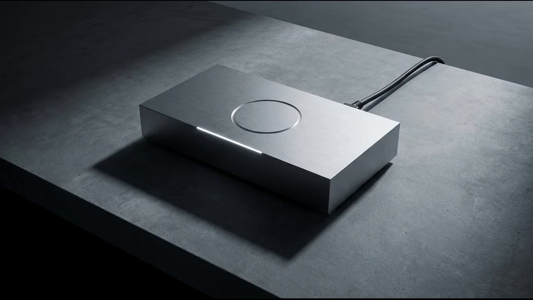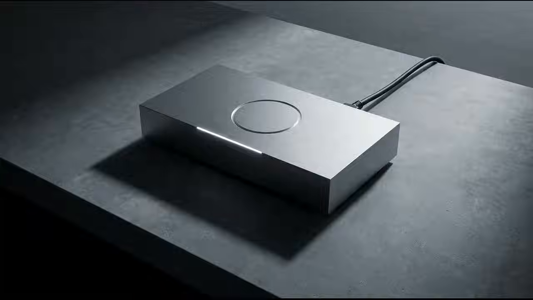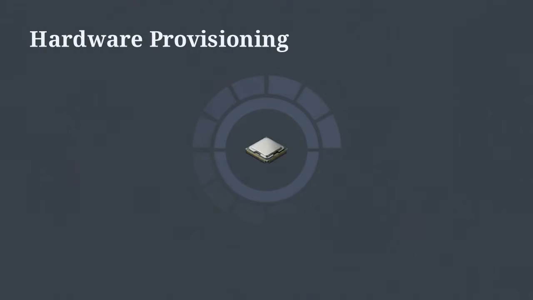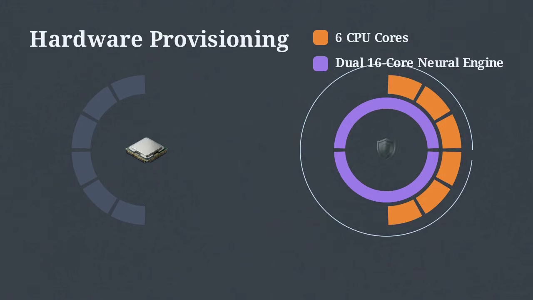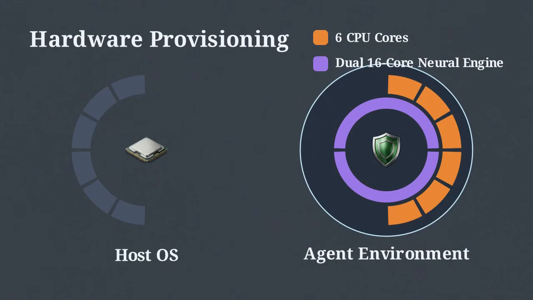Step 1 is establishing our hardware foundation. For a localized deployment, we are using the Apple Mac Mini, powered by the M6 chip. To give our agent enough compute without starving the host operating system, we need to allocate specific resources to a new virtual environment. We will dedicate exactly 6 CPU cores and the dual 16-core neural engine to this workspace.